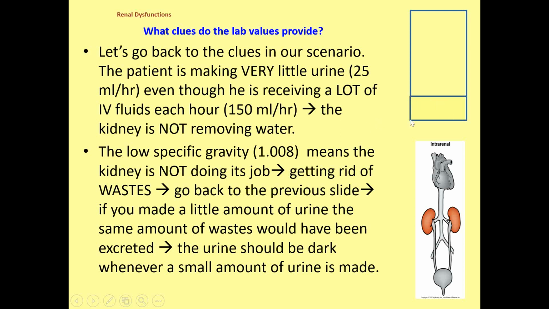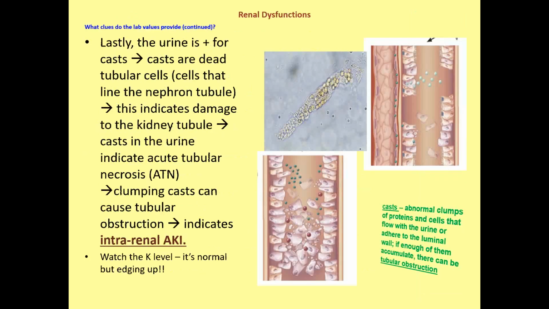It is not getting rid of enough water, and because this urine is still very pale and the specific gravity is low, then we know that it's not getting rid of enough wastes either. So both factors are not present. The wastes are not being removed, the water is not being removed, and that is the definition of kidney dysfunction. Now let's look at another clue that was present in the urine.